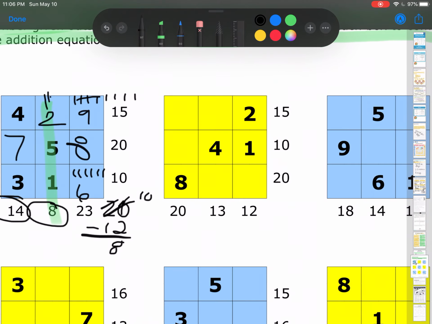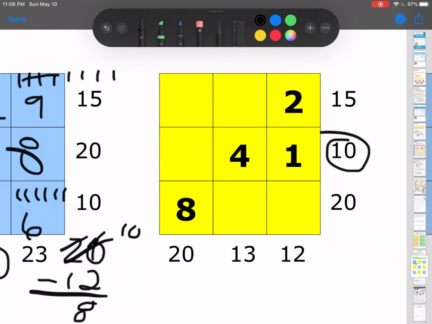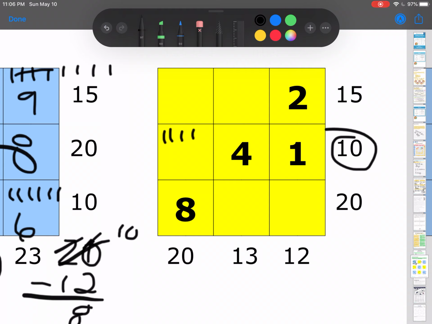Let's look at our next box. Again, I'm going to start with ones that have 2 numbers here. So 4 plus 1, that's 5. I need to get to 10. So 5, 6, 7, 8, 9, 10. I put 5 in this box. 8 plus 5, that's 13. I need to get to 20. 13, 14, 15, 16, 17, 18, 19, 20. That's 5, 6, 7. I'll put 7 in this box.